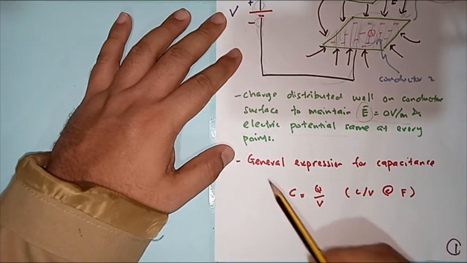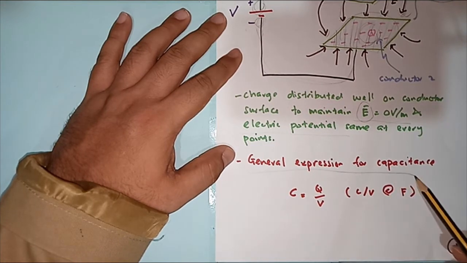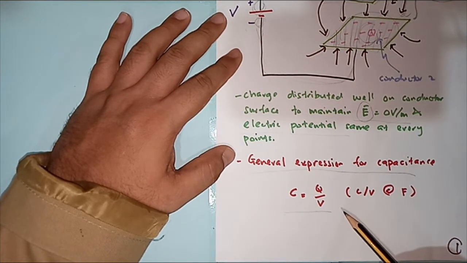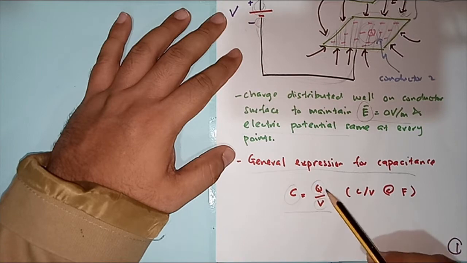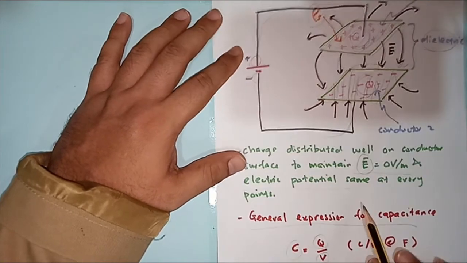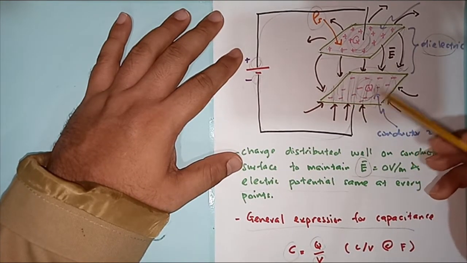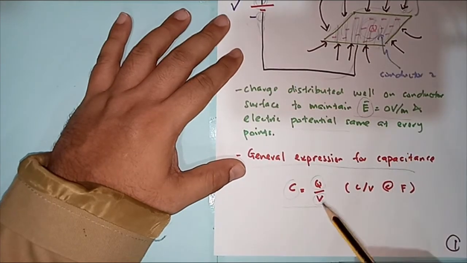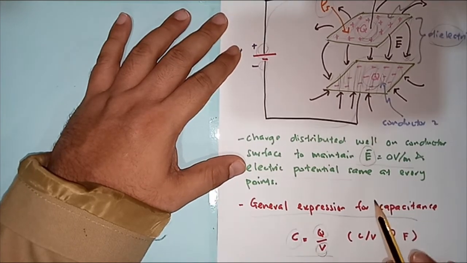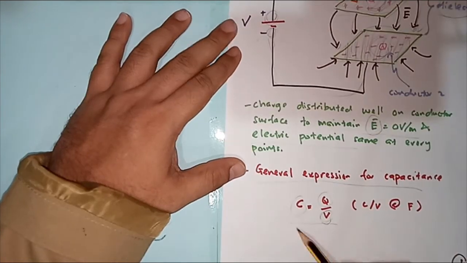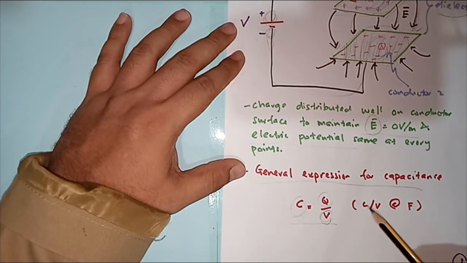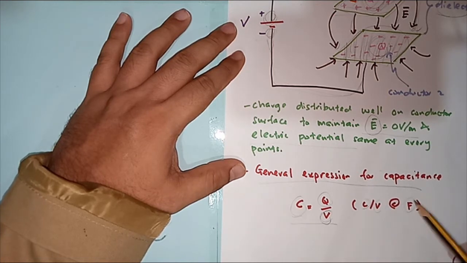As we have learned before, the general expression for capacitance is given by this equation, where C is equal to Q divided by V. C is the capacitance, Q is the value of the charge accumulating on the surface of the conductor, and V is the potential difference between the plates. The unit of C is coulomb per volt, or farad.